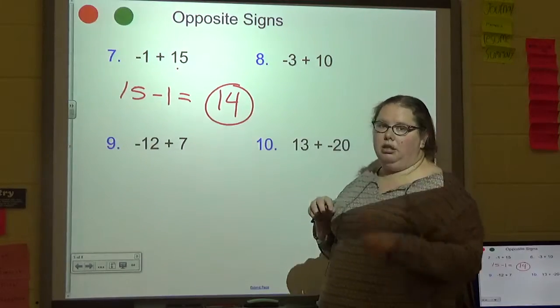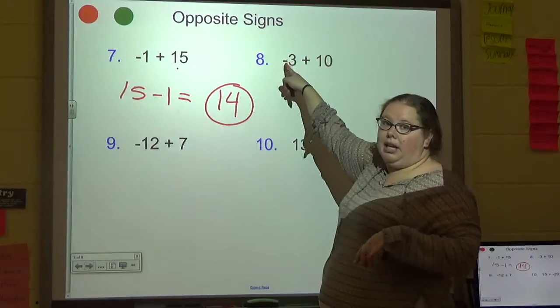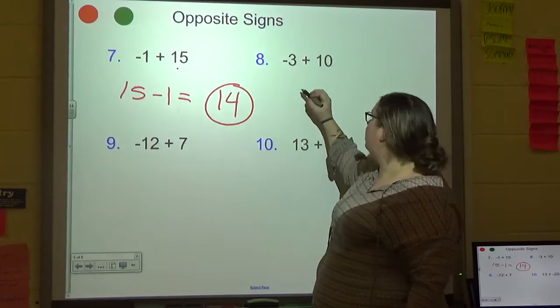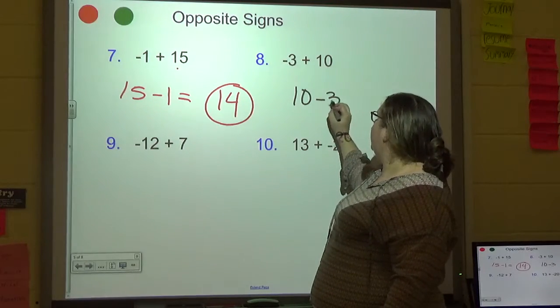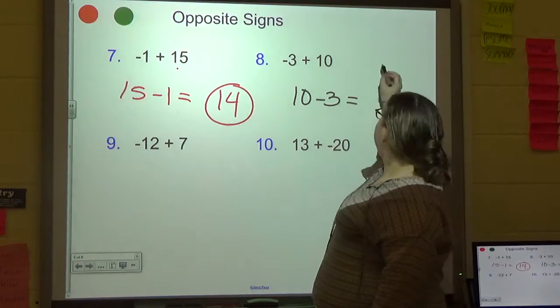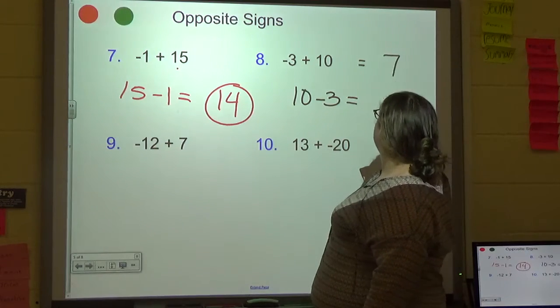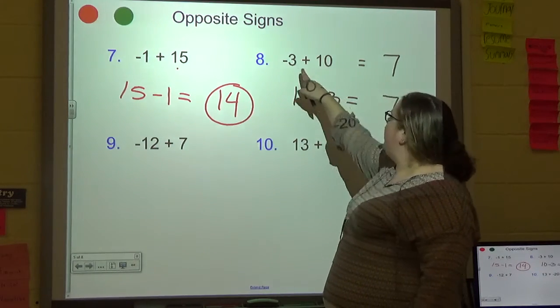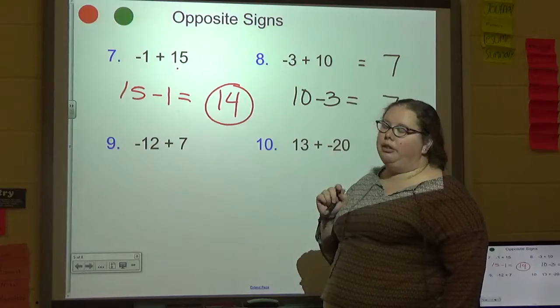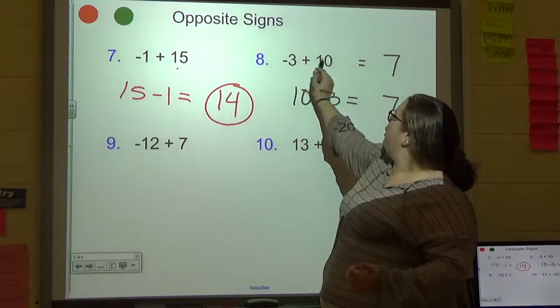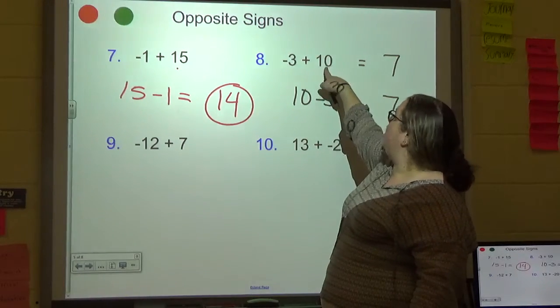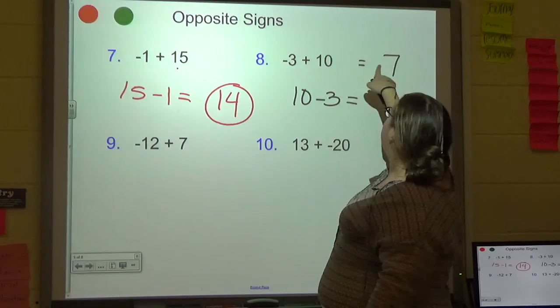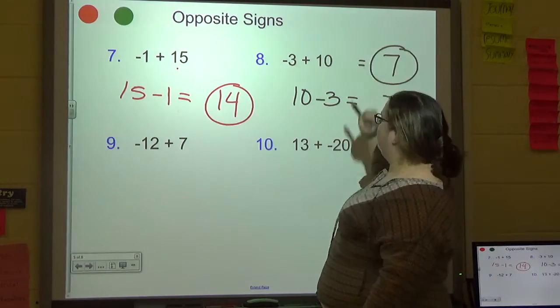-3 plus 10. Since we have one negative, they're subtracting. 10 minus 3 is 7. Is the answer positive or negative? Well, who's bigger, 3 or 10? 10 is our bigger number. Since 10 is positive, my answer is positive.